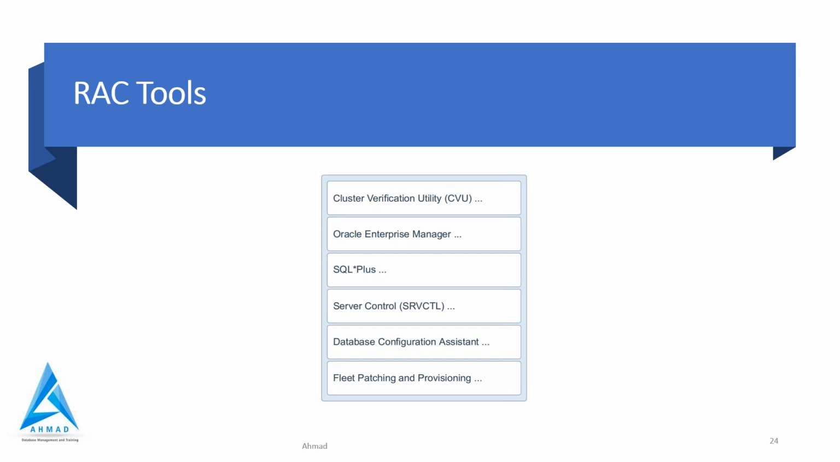And SRVCTL is a command line interface that you can use to manage an Oracle RAC database from a single point. So you can use SRVCTL to start and stop the database, to start and stop the instances, and to delete or move the instances and services. And you can also use SRVCTL to manage configuration information. So Oracle RAC One Node and Oracle Clusterware and ASM both can be managed.